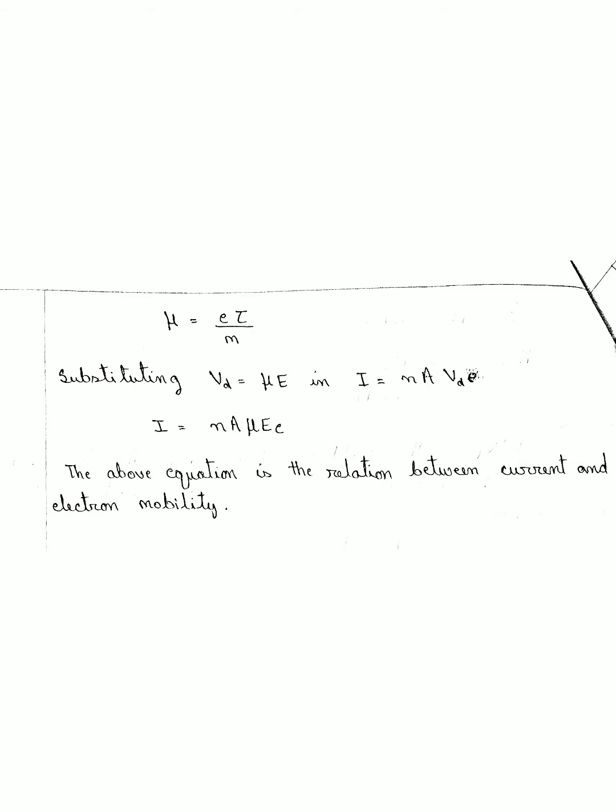And substituting Vd is equal to mu E in the relation of drift velocity and current, I is equal to nAVde, we get I to be equal to nAe mu E. So this is another relation between the current and the electron mobility. So you just need to remember the definition and the formulas here.